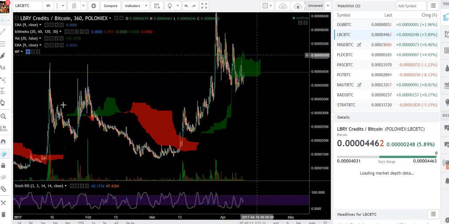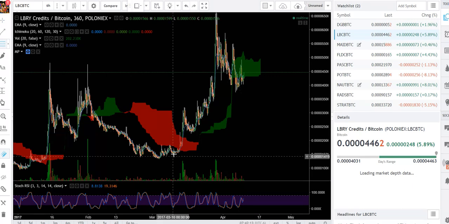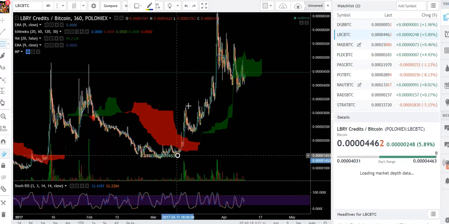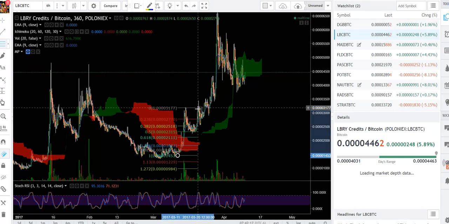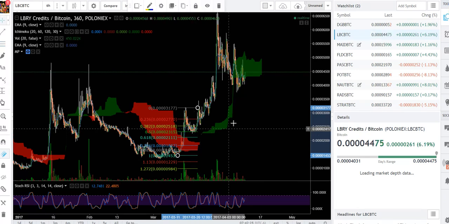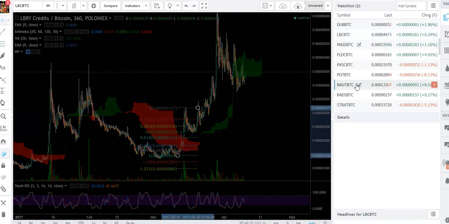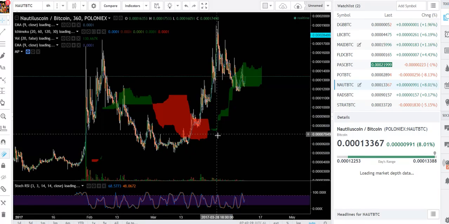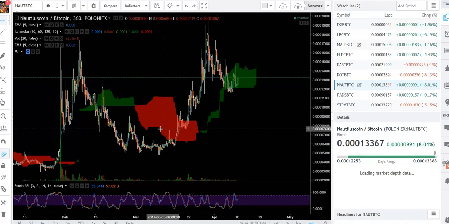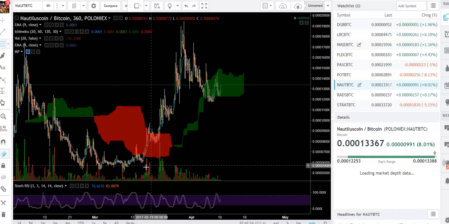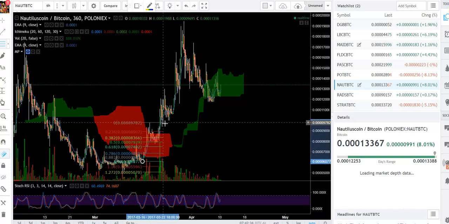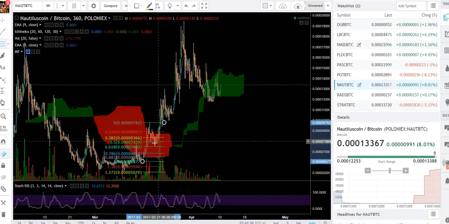Okay, when I gave you guys Library Credits in a video about 2 weeks ago, it was because it held this 50% retracement right here, right in this area. I remember it was like 2,500 or so, about the price point. And then with Nautilus Coin, it was this one right here. Okay? It was this one. When I saw it make this move right here, and hold that 50% retracement.